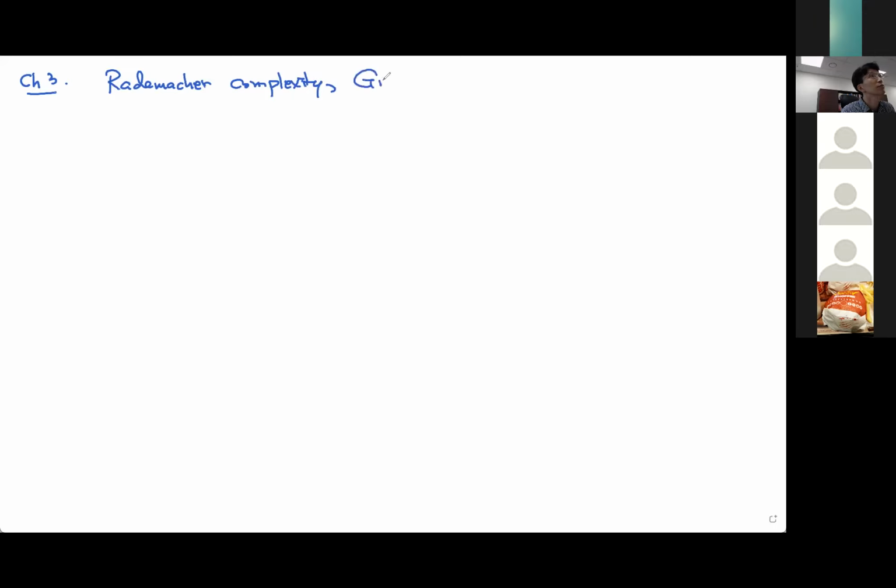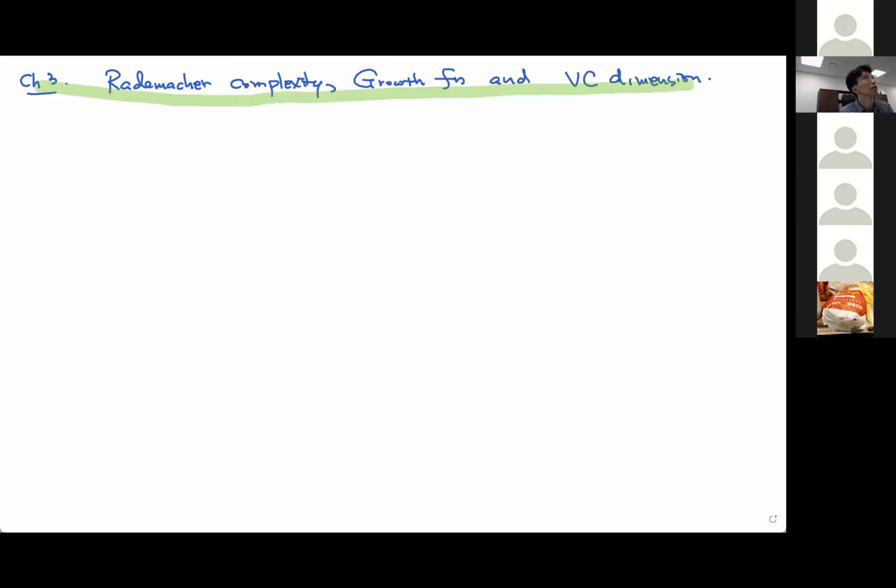Okay, so now we move on to chapter 3 of the textbook. So we're on chapter 3. That is about Rademacher complexity, and growth function, and VC dimension. So that's the topic that we're going to study here. So what's the motivation of studying all these things?